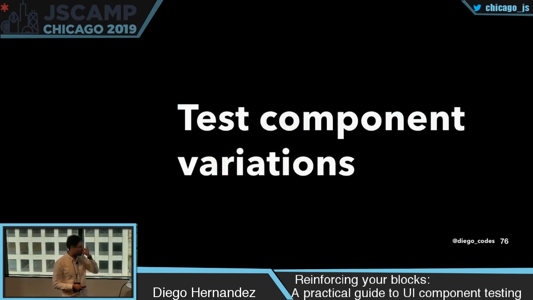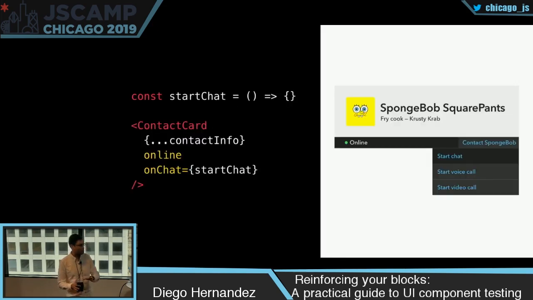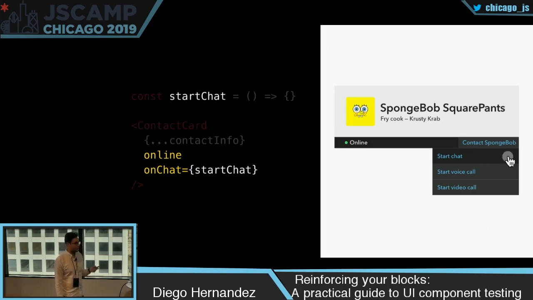I also recommend testing component variations. So now I'm going to go to our other component, which is the contact card. Similar to the actions that I showed you earlier in Storybook, if a user is online, you should be able to start a chat with them. So what we're saying is, if we have this contact card component and they're online, and you click on Start Chat, it'll call that onChat function.